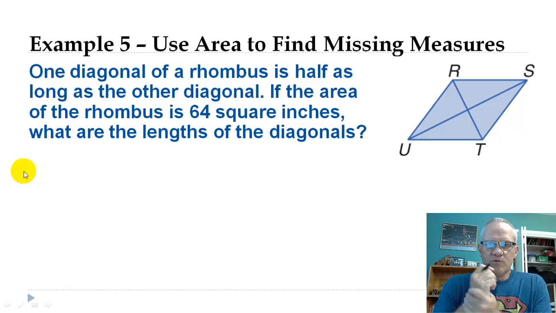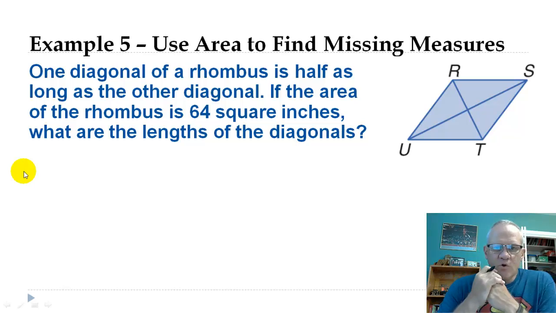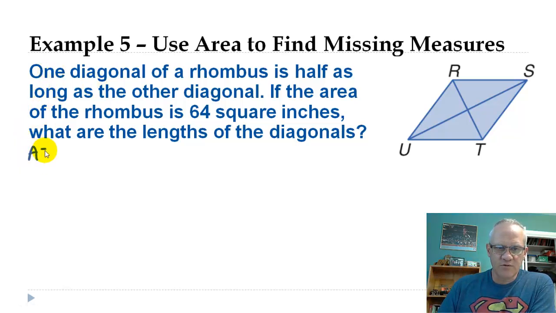Now we'll find a missing measurement here. Okay, so we're going to use this stuff to find a missing measurement. We know that this is going to be kind of fun. One diagonal of a rhombus is half as long as the other diagonal. If the area is 64 square inches, what are the lengths of the diagonals? Okay, so we're going to start back with our formula, area is 1/2 diagonal 1 times diagonal 2.